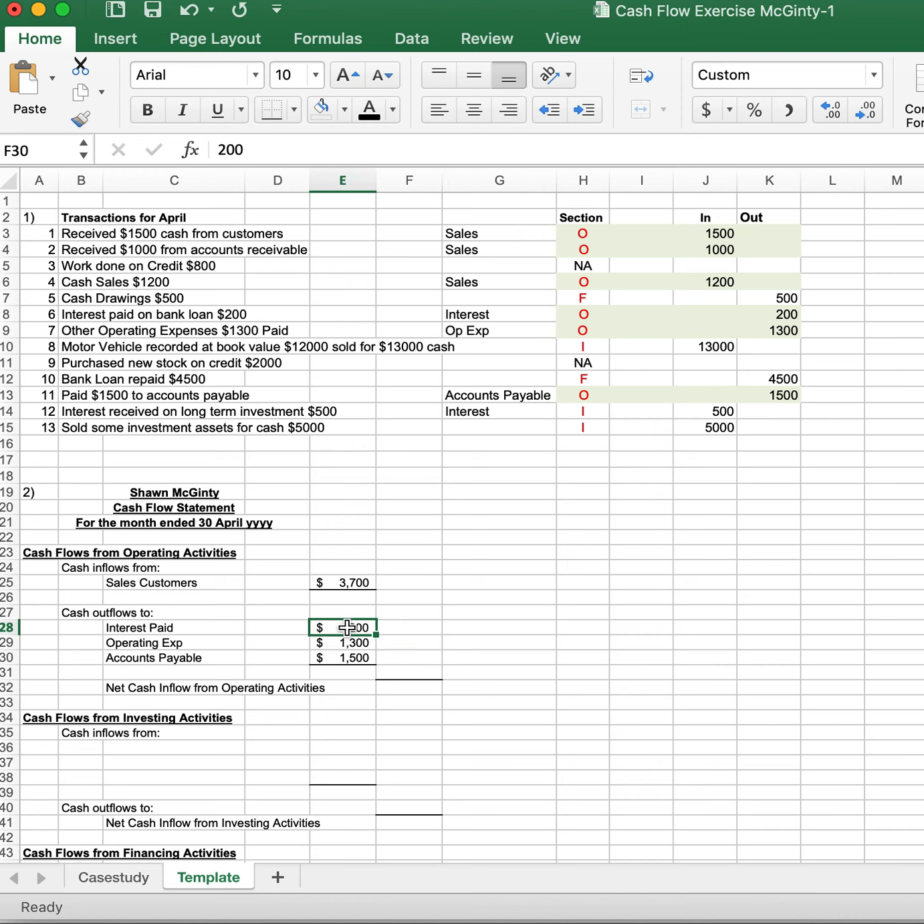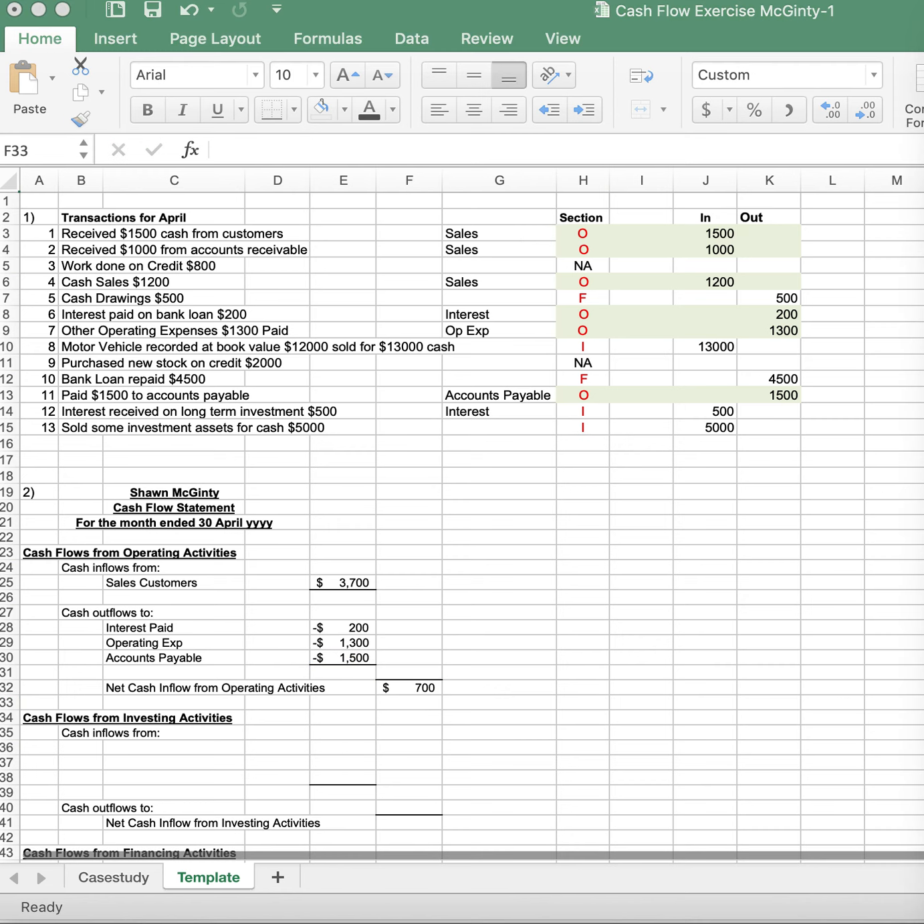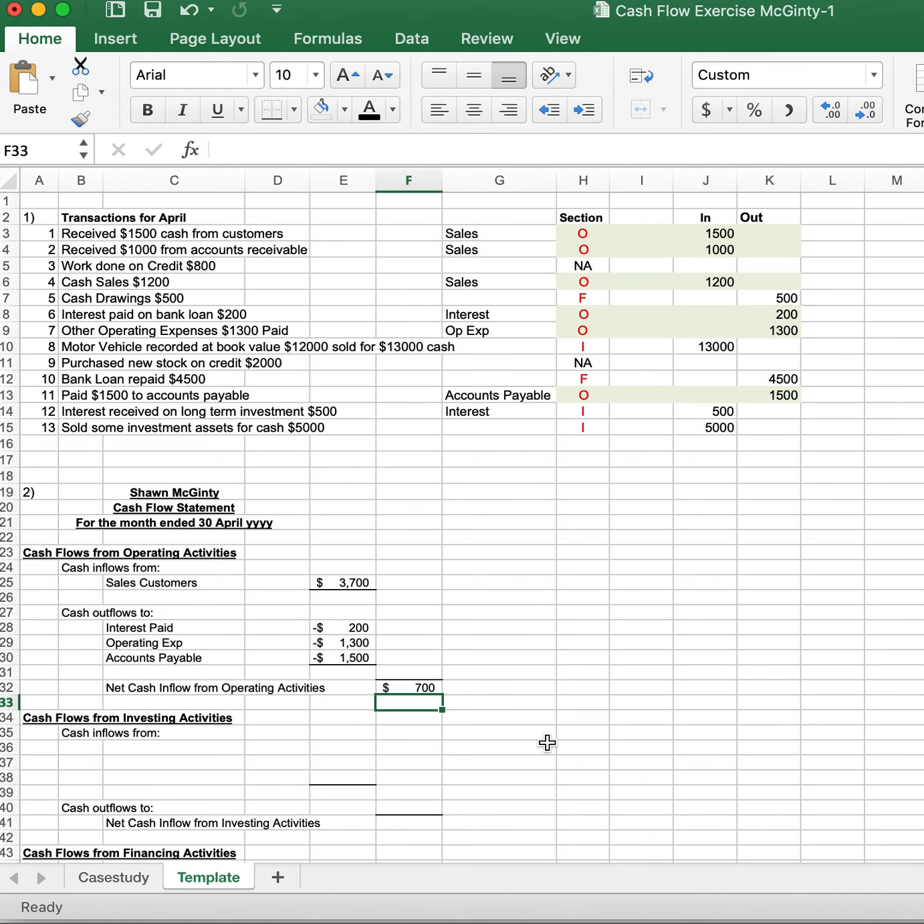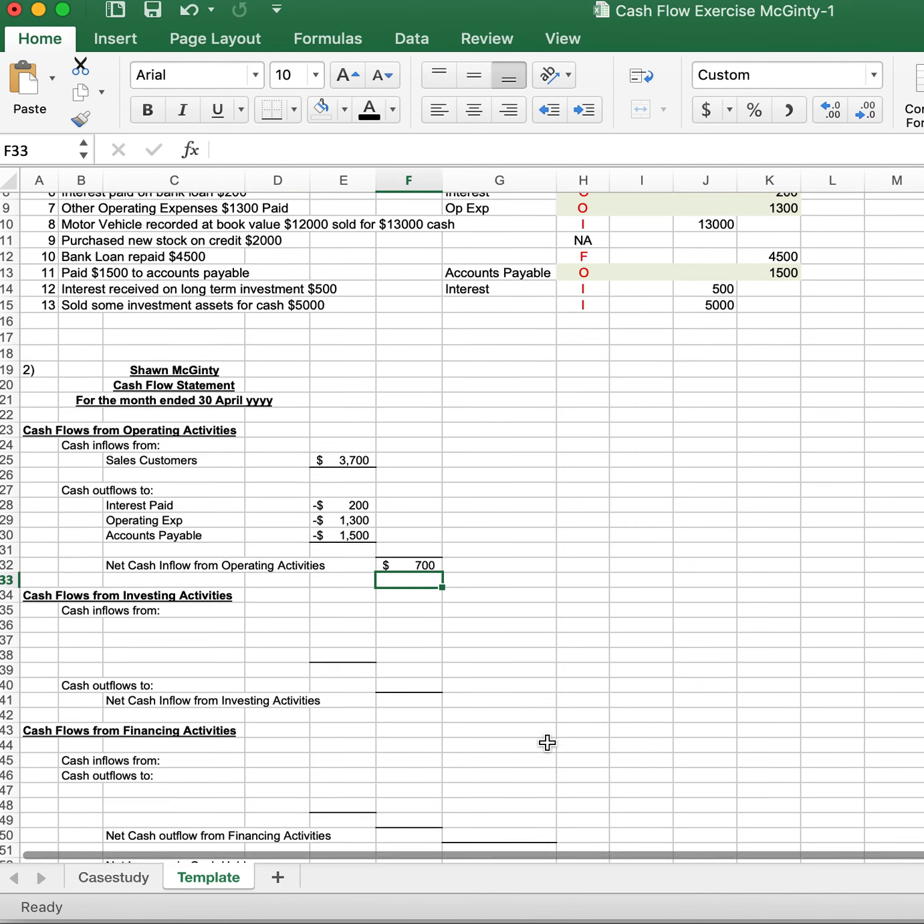You can either have them as negatives, which might be easier to put in formulas. There's money going out, right? And therefore the net cash activities will simply be the sum of these. So really that should add up to $700 positive from operations.